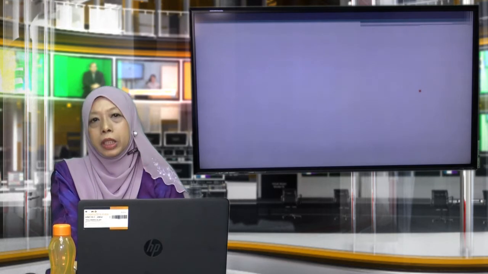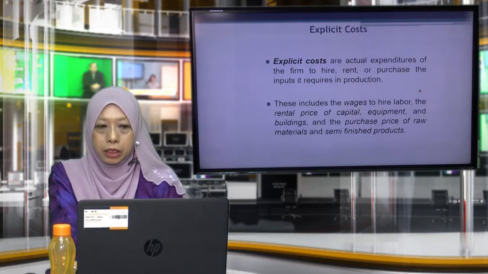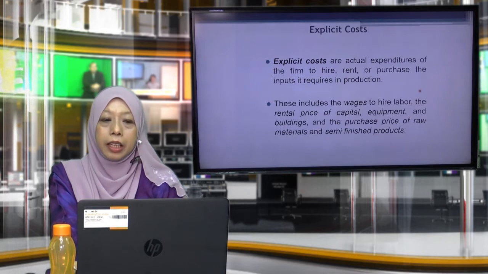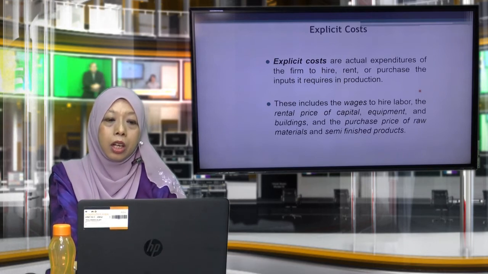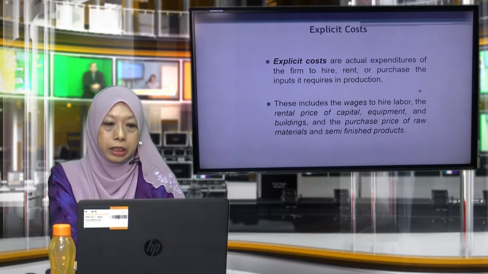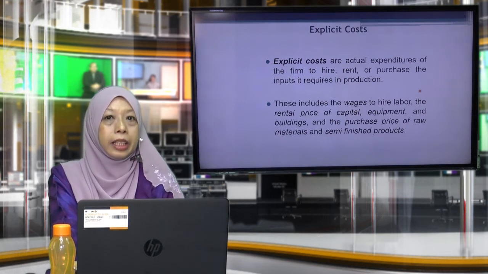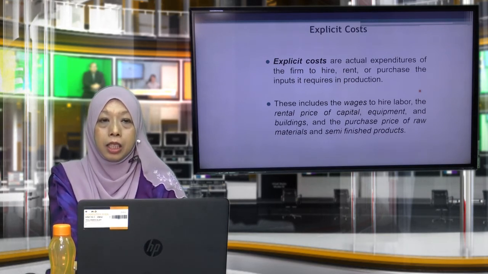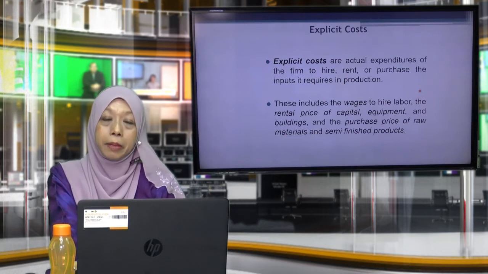Okay, next we're going to look at what's the difference between explicit costs and implicit costs. Let's start with explicit costs. Explicit costs are actual expenditures that the firm will incur when they hire, rent, or purchase inputs required in the production. Examples of explicit costs would be wages that firms pay to hire labor, the rental price of capital, equipment and buildings, and also the purchase price of raw materials and semi-finished products.